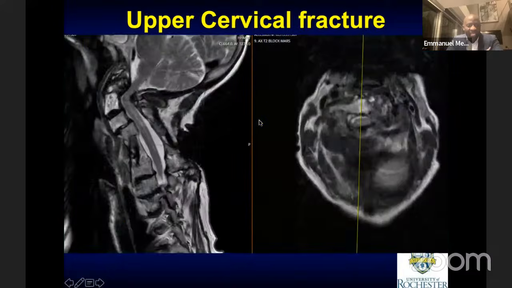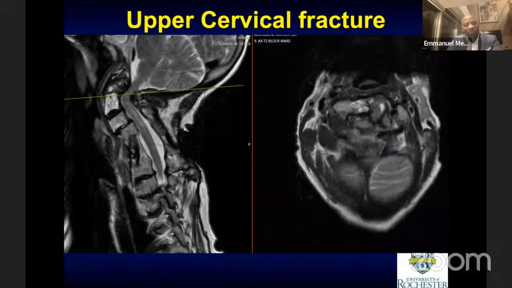So an MRI was obtained while she was in the hospital at one of our satellite hospitals, and this is the MRI. Scrolling through the MRIs, you can see severe stenosis and spinal cord compression just at the occipital cervical junction.